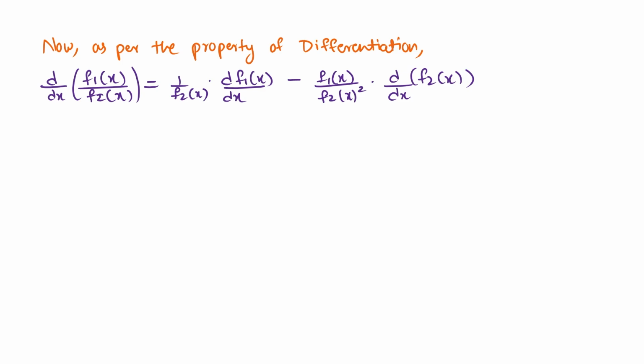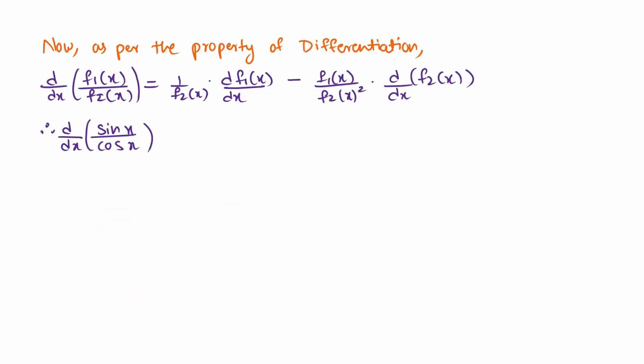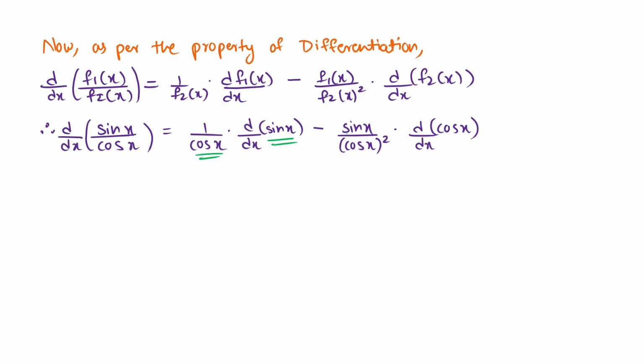If we substitute the values of f1 and f2 of x as presented in the previous slide, where f1 of x is sin x and f2 of x is cos x, we can say d by dx of sin x upon cos x can be represented as 1 upon cos x, which is f2 of x, into the derivative of sin x, which is f1 of x, minus the first function, that is sin x, divided by the square of the second function, that is cos square x, into the derivative of the second function, that is the derivative of cos x.